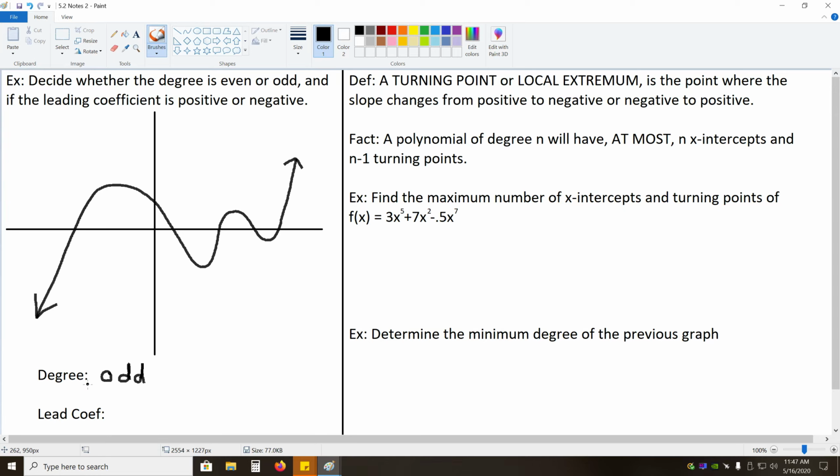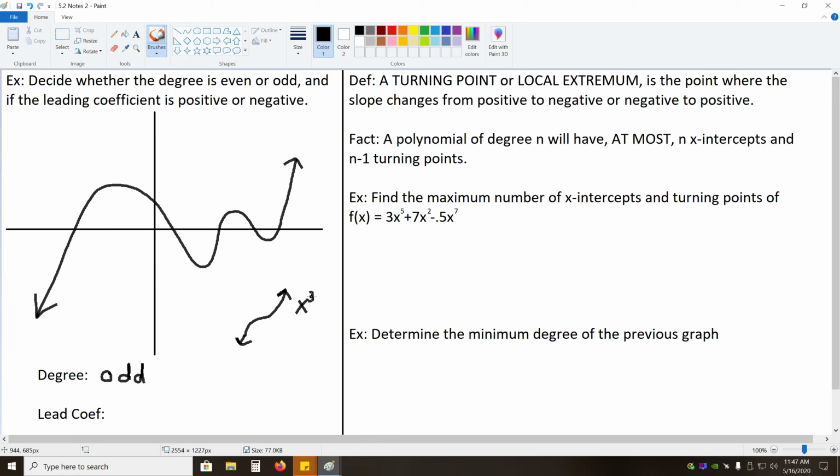And now from here, is the leading coefficient positive or negative? Well, it starts in the bottom left, it ends in the top right. Remember, that's just like our graph of x cubed, starting in the bottom left, ending in the top right.